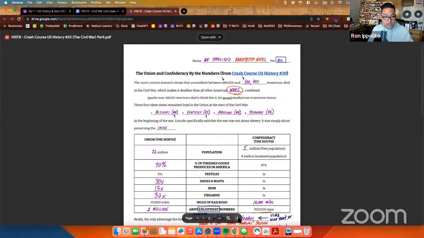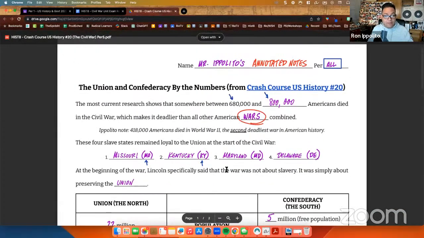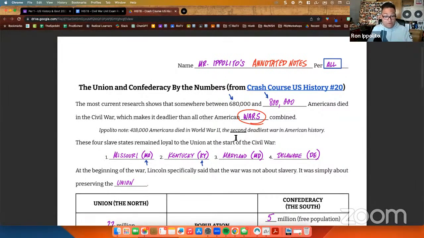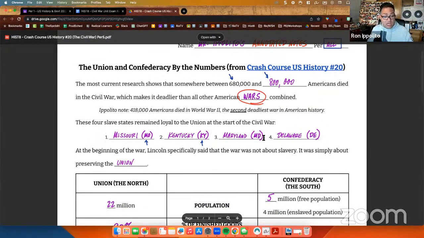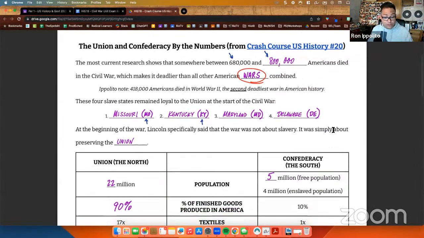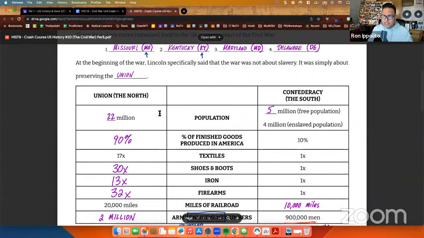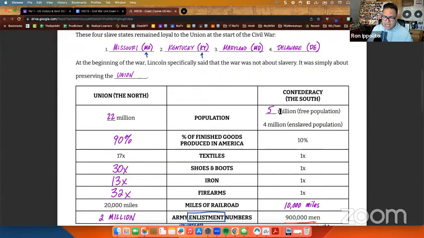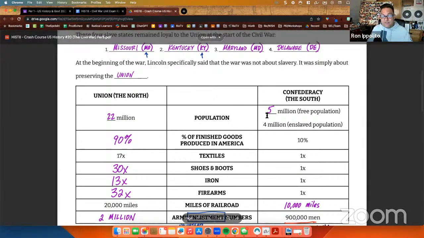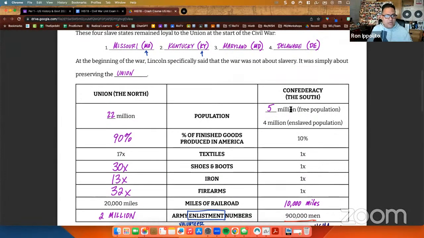So this right here, the Civil War by the numbers, from the Crash Course. This is fabulous. This was super helpful because it was a lot of really good information in a short amount of time. Again, talking about those very important border states, talking about the numbers. I think I said 7 million in the South. I think I meant to say 9 million. I was 2 million off, but still 22 million population in the North versus the free population of 5 million in the South. So the Union had such a huge population advantage.